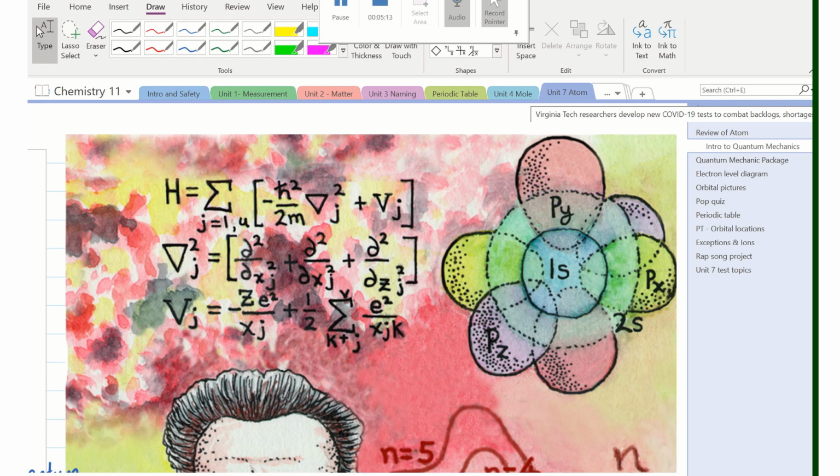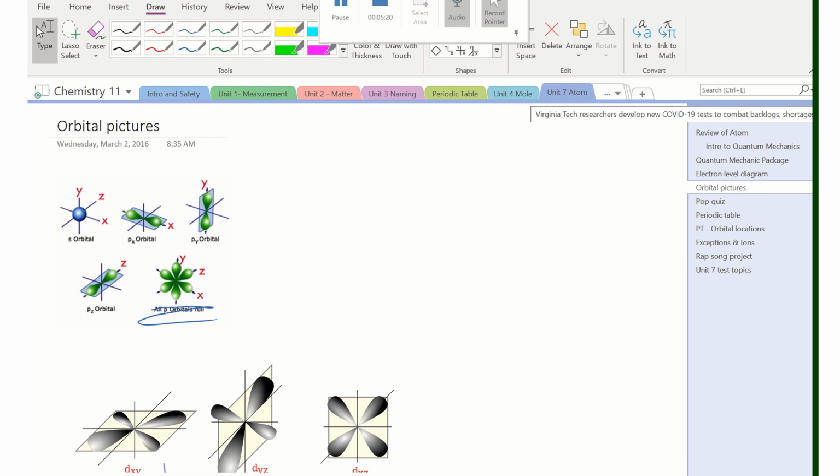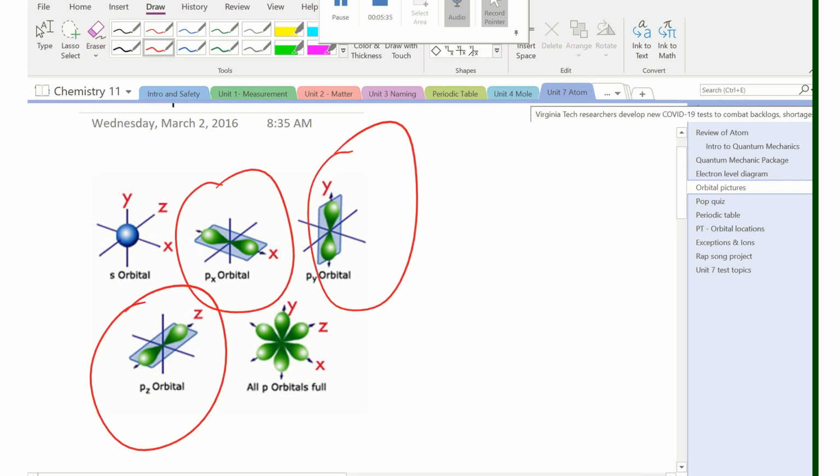Remember, we talked about different types of orbitals, right? One of the pages in your notebook should have this. You don't have to print it all. There are 4 types of orbitals. The s orbitals are spherical in shape. The p orbitals are double lobes, and there are 3 of them: px, py, pz. When they're combined, they look like a nice little flower.